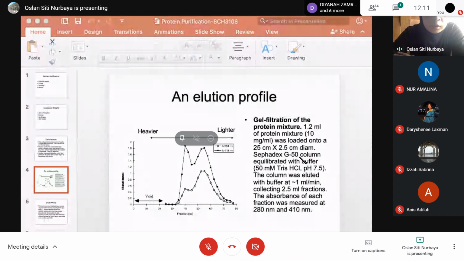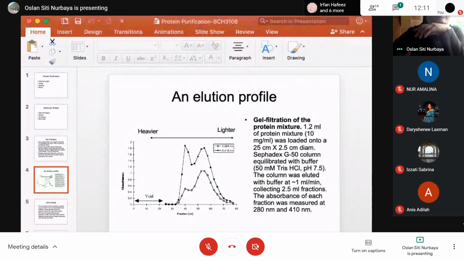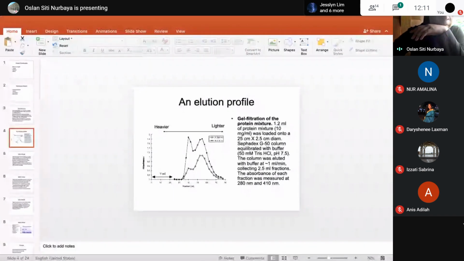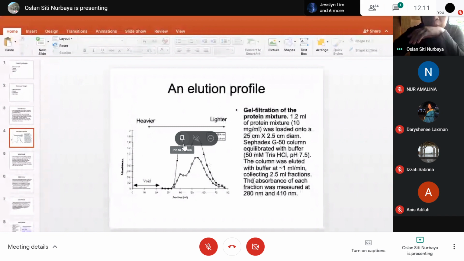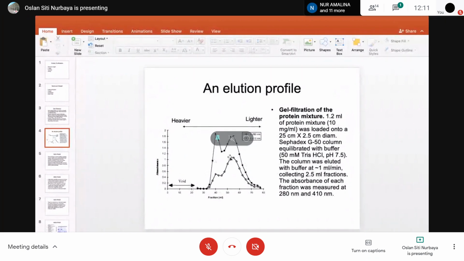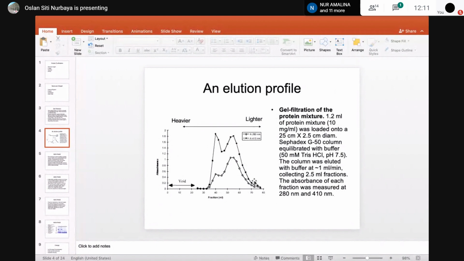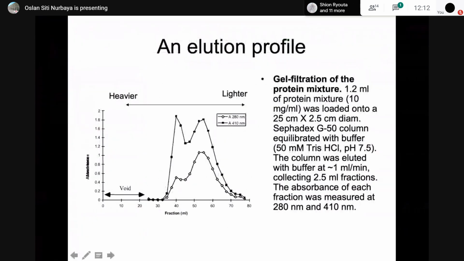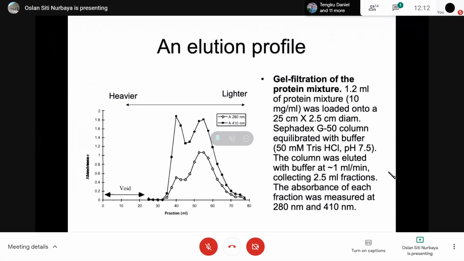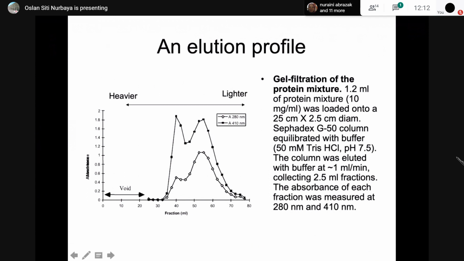So I'm going to present this. So we have discussed about this. The heavier protein will come out first, and then the lighter protein will come out later. Can you see the slideshow, if I make it in slideshow? Yes, clear, doctor. Okay. So yeah, we have discussed about this. Heavier protein comes out first, lighter protein comes out later.